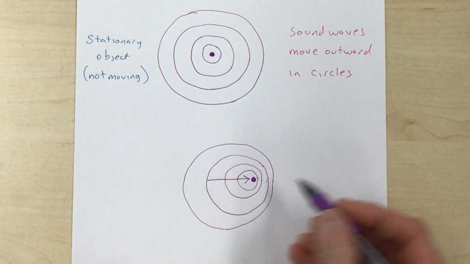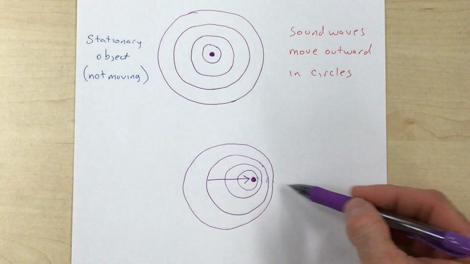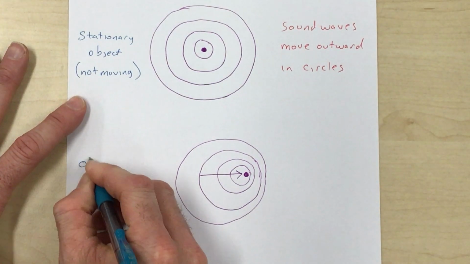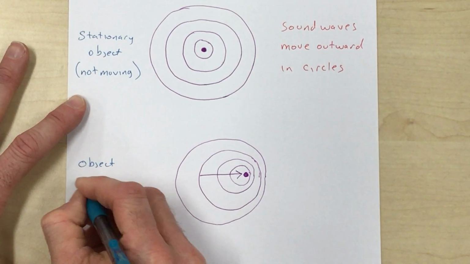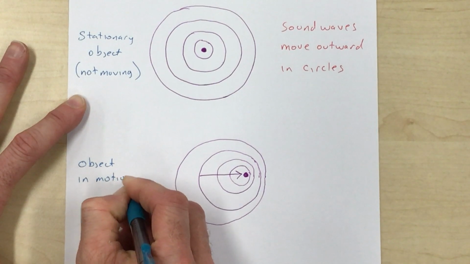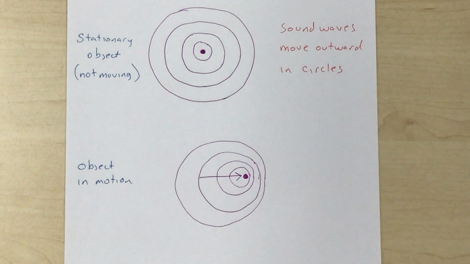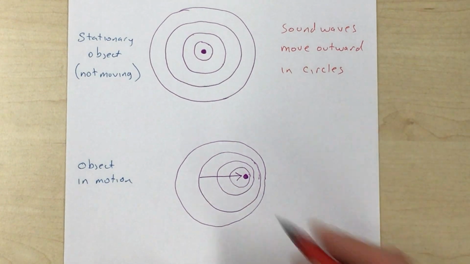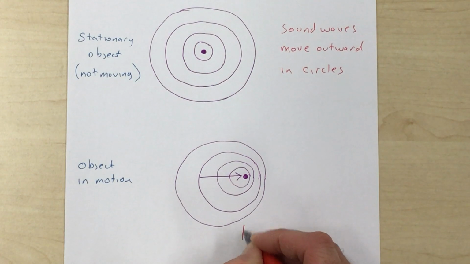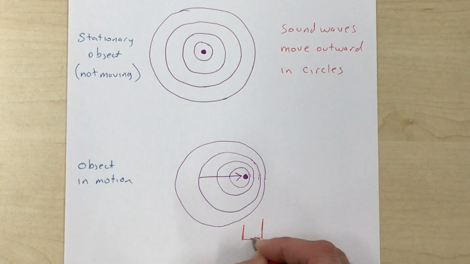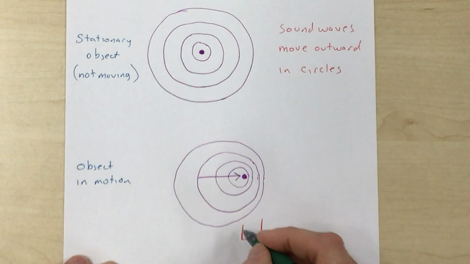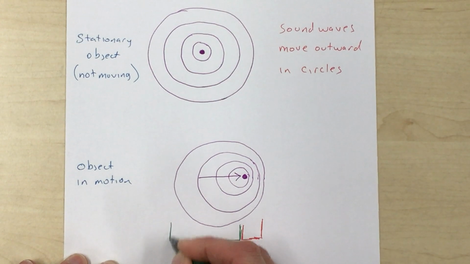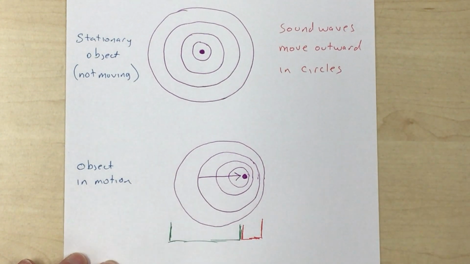So the rule with these sound waves is they can never cross each other. They can bunch up, but they can never cross each other. So this is the object in motion making those sounds. Anyway, two things end up happening here. If we split this and look at this little section right here, and then look at the section from the object to where these waves are back here, we've got two things that happen.